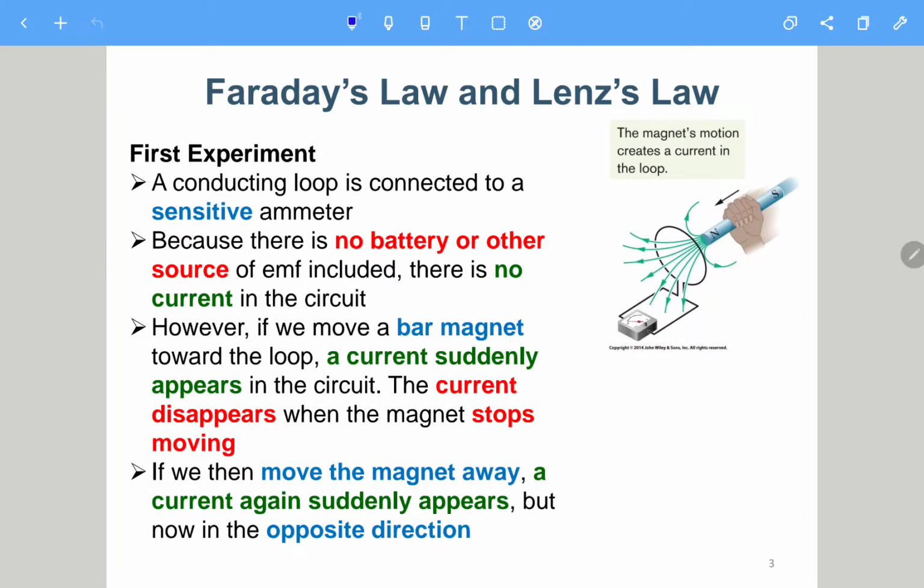Okay, so here we talk about Faraday's Law. It introduces this Faraday's Law with some experiments. The first experiment is like we have a setup like this. It says a conducting loop is connected to a sensitive ammeter. So this is a conducting loop. You can see this is somehow like a circle, with this wire connecting to the ammeter. So this is the ammeter to measure the current.